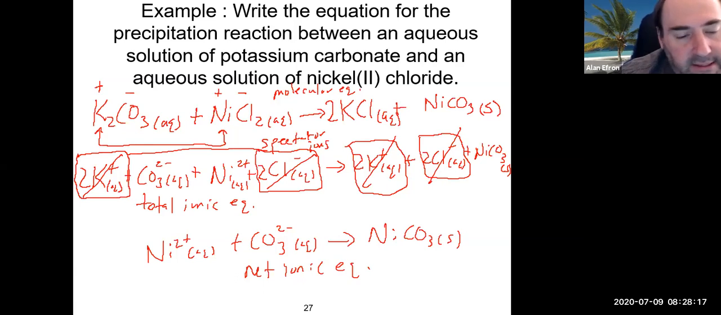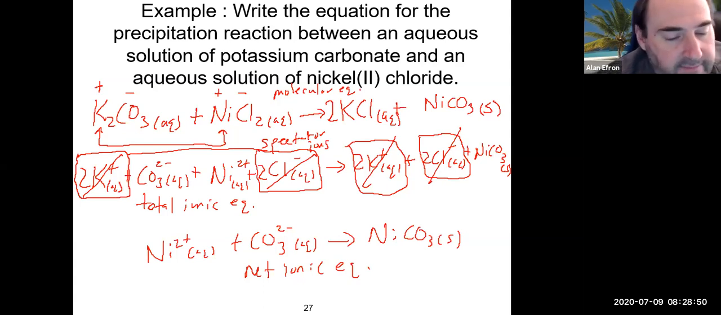When you do these, they should always be balanced. So if you look at each of the 3 equations that's on the screen there, they are balanced all the way through on both sides in terms of elements and also charge. So when you get to the very bottom there, our net ionic equation, overall charge on the left-hand side is 0, plus 2 minus 2 gives you 0. Overall charge on the right-hand side is 0. And we have 1 nickel on the left, 1 on the right, 1 carbon on the left, 1 carbon on the right, 3 oxygens and 3 oxygens on the right.